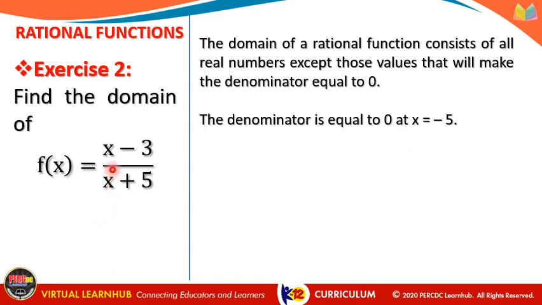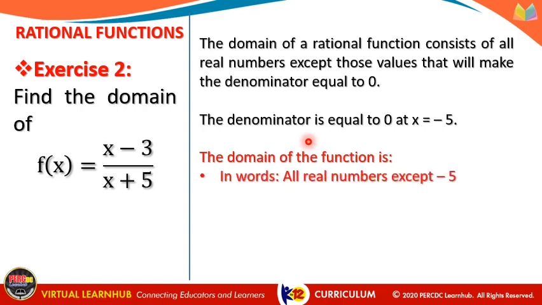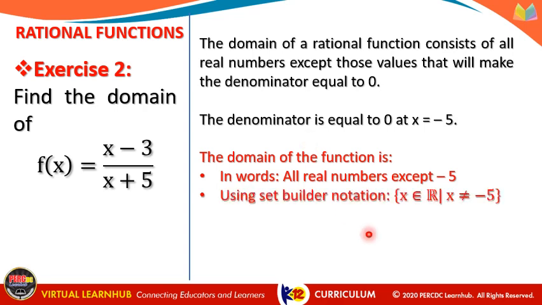Hindi pwede na ang value ng x ay maging negative 5. Kasi pag negative 5, edi mayroon ka ng negative 5 plus 5, 0 na yon. 0 na yung denominator mo. Hindi pwede. So yun lang naman yung iiwasan natin. Pwede ang lahat maliban sa negative 5. Alright, so the domain of the function is all real numbers except negative 5. In set builder notation, pwedeng ganito. Our domain consists of x, which is a real number such that x is not equal to negative 5.